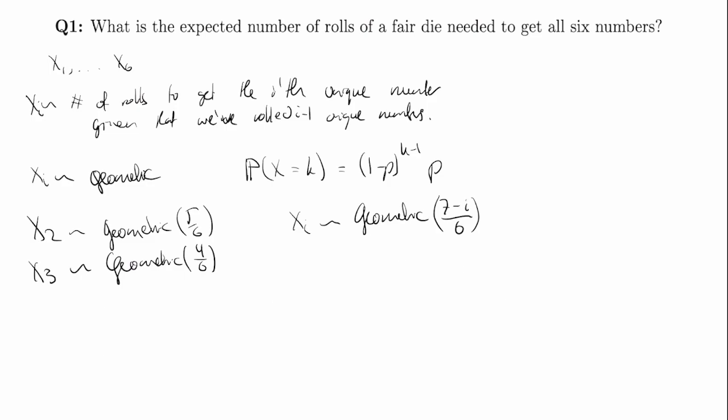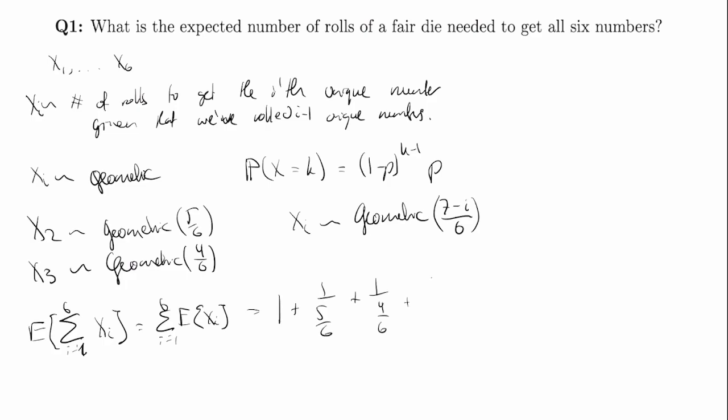Okay, so the expected number of rolls to get all 6 different numbers is the expectation of the sum from i equals 1 to 6 of all the xi's, which is just the sum from i equals 1 to 6 of the expectations of the xi's. And we already know these, so we can write that as 1 plus 1 over 5 over 6 plus 1 over 4 over 6 plus 1 over 3 over 6 plus 1 over 2 over 6 plus 1 over 1 over 6. And this is actually just 14.7. So the expected number of rolls to get all 6 numbers on a fair die is 14.7.